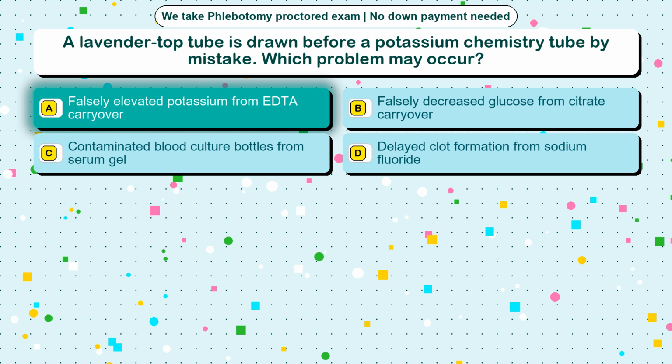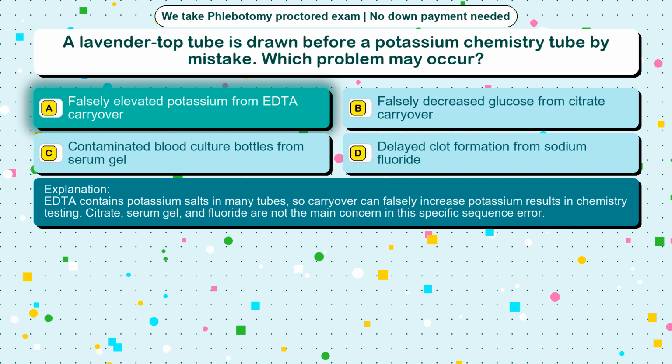The correct answer is option A. Falsely elevated potassium from EDTA carryover. EDTA contains potassium salts in many tubes, so carryover can falsely increase potassium results in chemistry testing. Citrate, serum gel, and fluoride are not the main concern in this specific sequence error.